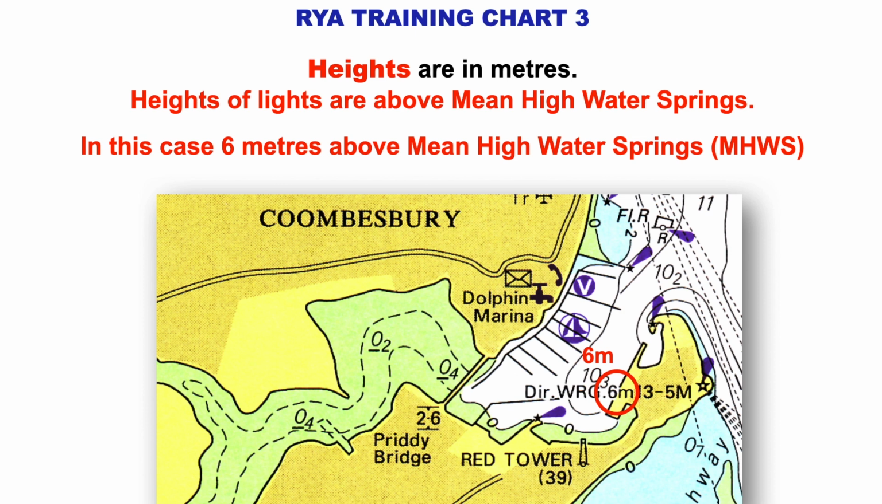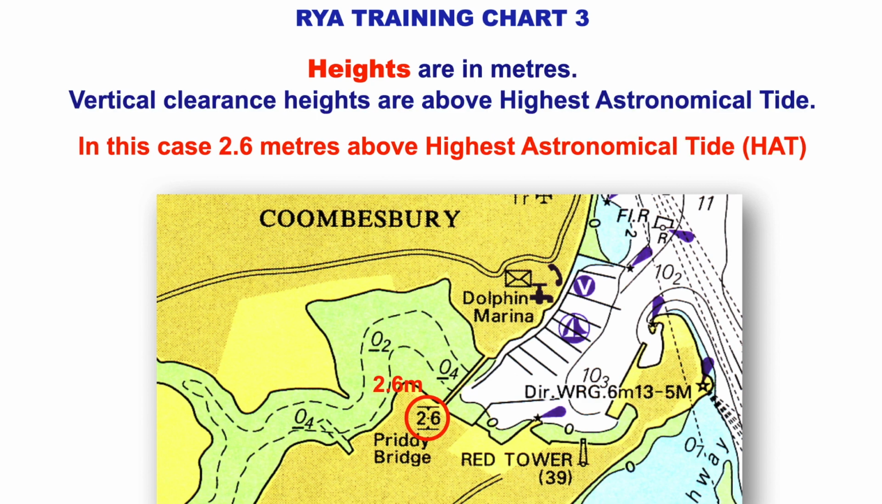Here's a lighthouse, and on the chart it says 6 meters height, and it's 6 meters height above mean high water springs, and that's above a high water. We'll talk about tidal heights a little bit in the tidal section. This is the clearance of a bridge. Under this bridge, the clearance is 2.6 meters, and that's 2.6 meters above the highest astronomical tide, the highest the tide will go. So there will always be 2.6 meters clearance on this bridge. The rest of the time, when it's not highest astronomical tide, there'll be more than the 2.6. So it's a safety factor.